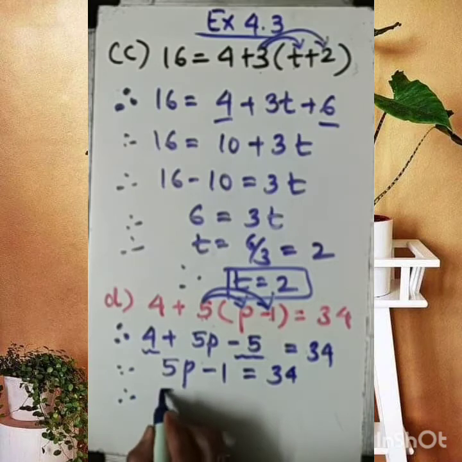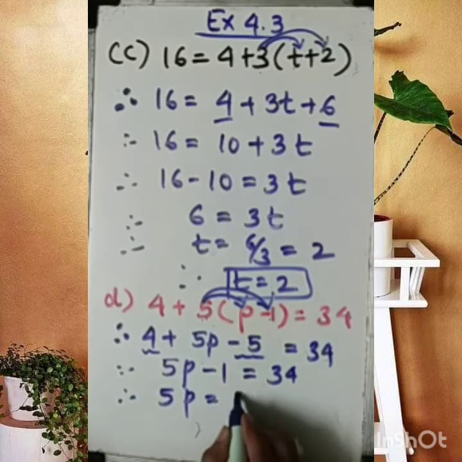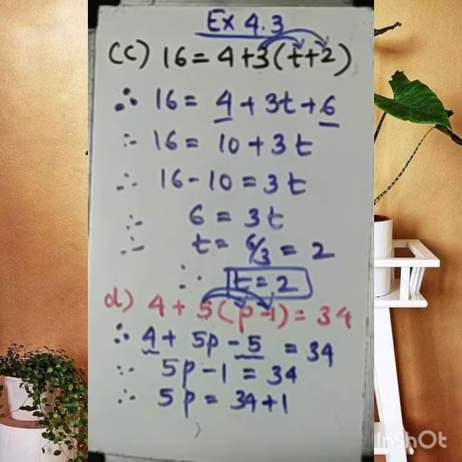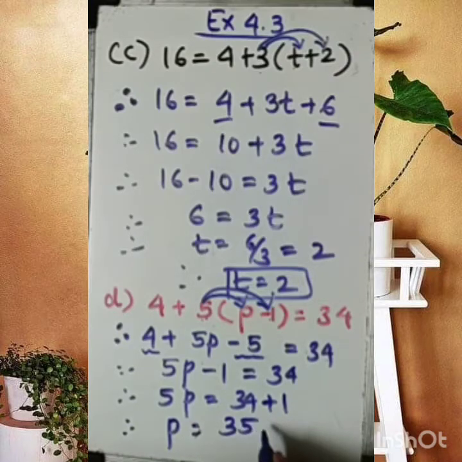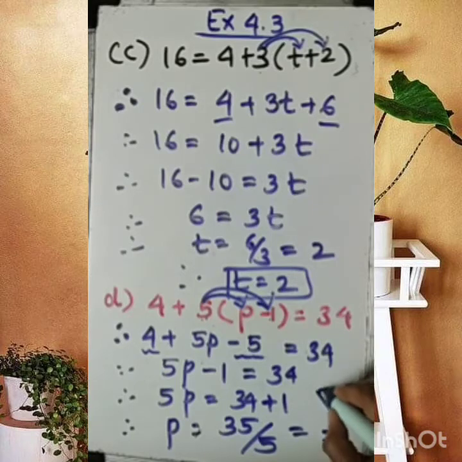Therefore, 5p equal to 34. This minus 1 I am shifting to this side, it becomes plus, 34 plus 1. Therefore, the value of p is 35 divided by 5. 35 when divided by 5 gives the result 7, 5 sevens are 35. You know very well. So, the answer is p equal to 7.